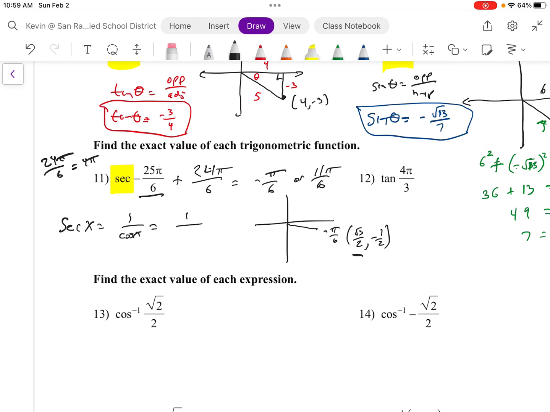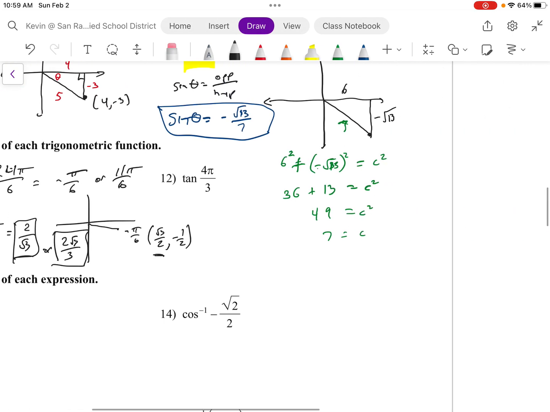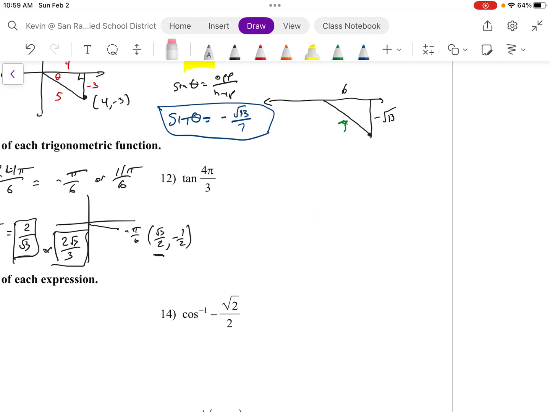So I'm trying to find secant, and secant x equals 1 over cosine x, right? And this is cosine, so it's 1 over √3/2. So it's a reciprocal of √3/2. So 2/√3. You could leave that as the answer, or you could rationalize it and say 2√3/3. Okay? Hopefully that makes sense.